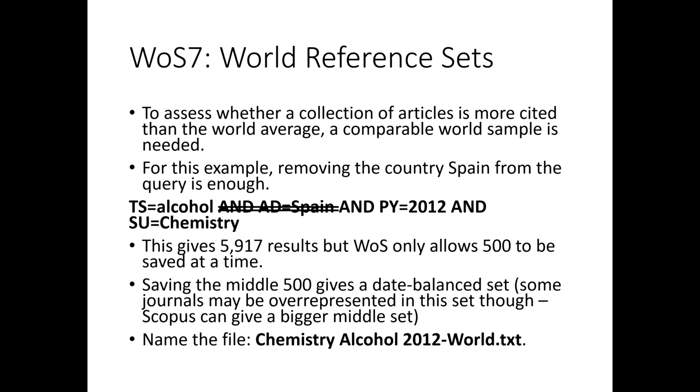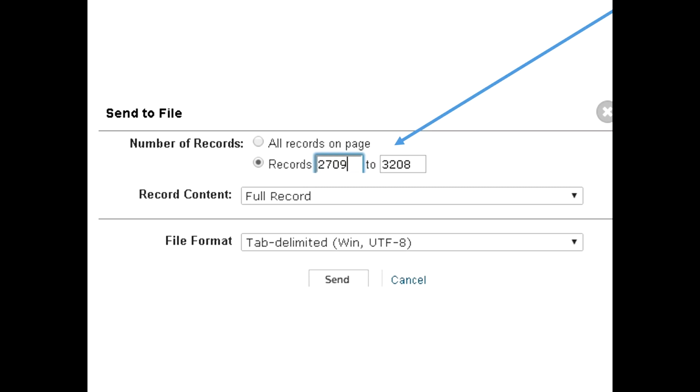And call the file chemistry alcohol 2012-world.txt. So it must end in world so that Webometric Analyst knows this is the world reference set. To enter the middle 500, when you get to the dialog box which asks you for the first and last record, you have to work out roughly the middle 500 records. As long as this is approximately correct, it shouldn't make much difference. Otherwise, the options are the same as before.